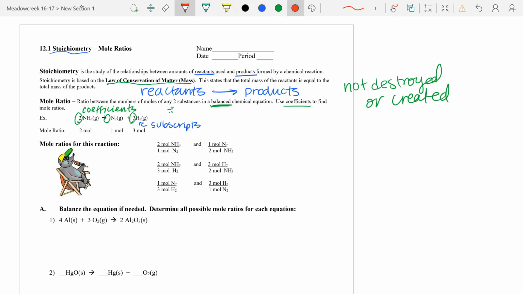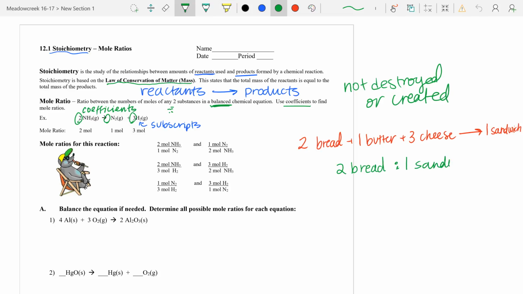Now, if we switch to a different example first, we talk about how you make a grilled cheese sandwich, and you're saying, Miss Nichols, what does making a grilled cheese sandwich have to do with chemistry? Well, anything in the kitchen is chemistry. In order to make a grilled cheese sandwich, I need 2 pieces of bread, a little bit of butter, so we'll just say 1 butter, and 3 pieces of cheese, and all of this produces 1 sandwich, okay? Now, all of these ingredients have a relationship not only with each other, but also with the sandwich. If I want to know the relationship between bread and sandwich, I could write the ratio: I have 2 bread for every 1 sandwich.